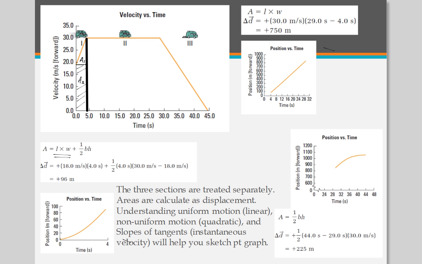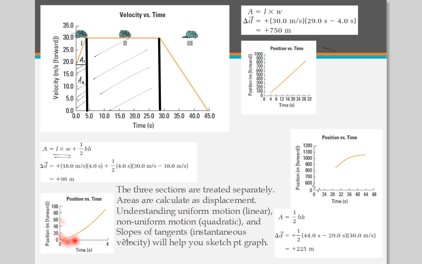So that's section 1. What about section 2? As long as you can read those values, no problem, you would calculate in this section, top right. So now we're up here. Look, they're using 29 seconds and 4 seconds. So from 4 to 29, that's the width. And the length is the height of that rectangle, that's 30. So you've displaced another 750.